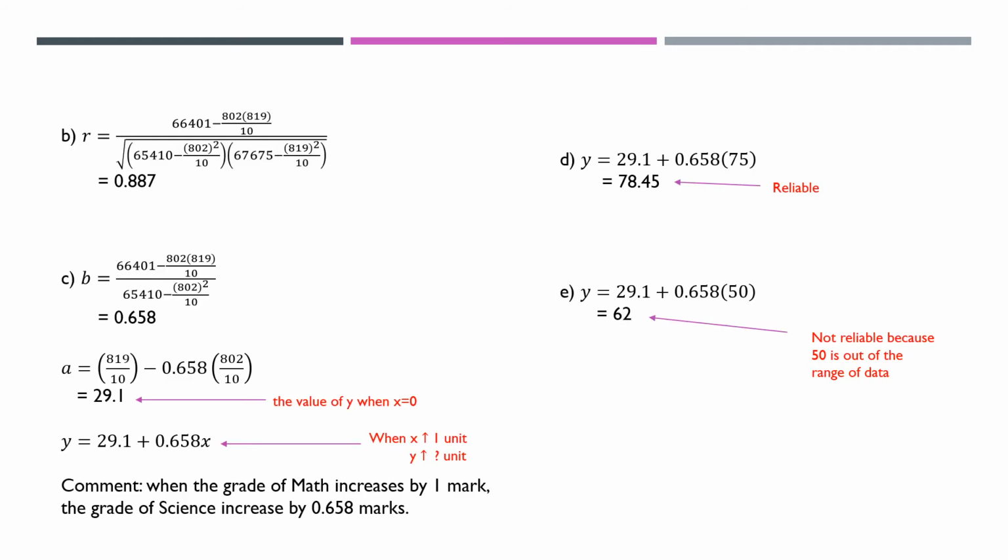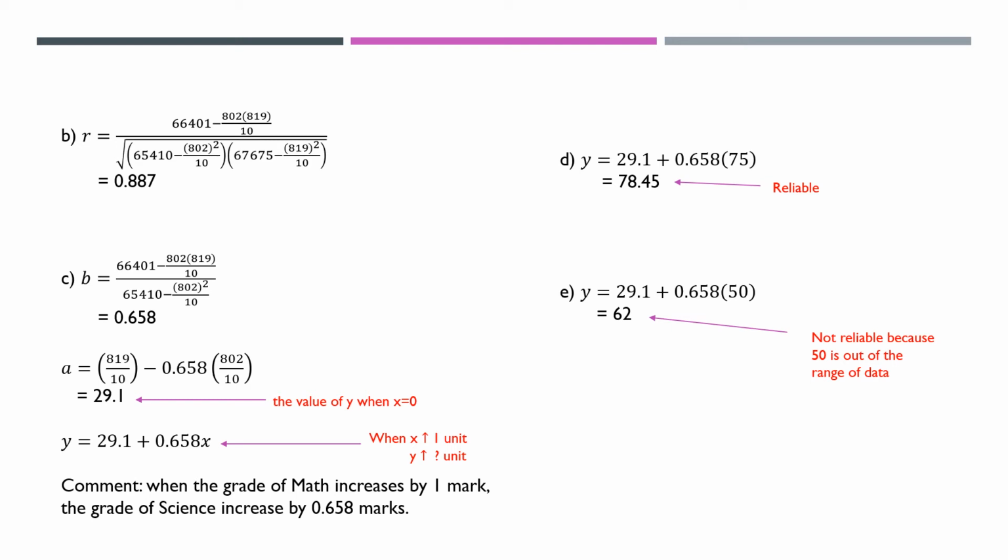Draw a scatter diagram for the data. For this, I won't show you the solution because this is too easy. You just have to plot the data in the question into your graph paper, and you don't have to link it together. You just plot and leave it like that. So we start from B.